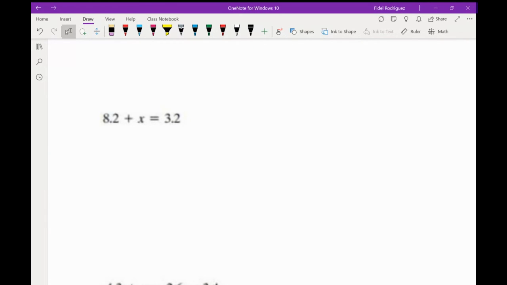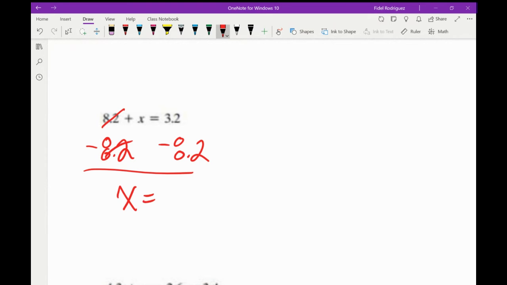Alrighty. So here's another one. 8.2 plus x equals 3.2. All right, so I'm going to go ahead and use my calculator here. So remember, this is a positive 8.2. So I'm going to go ahead and subtract it on both sides. Okay. And so guys, let me share this with you so I can show you on the calculator how exactly I'm going to do it.